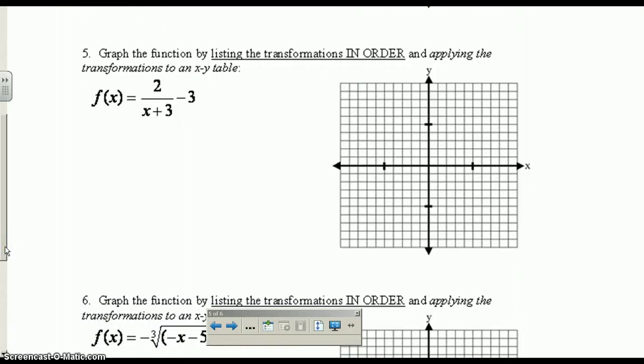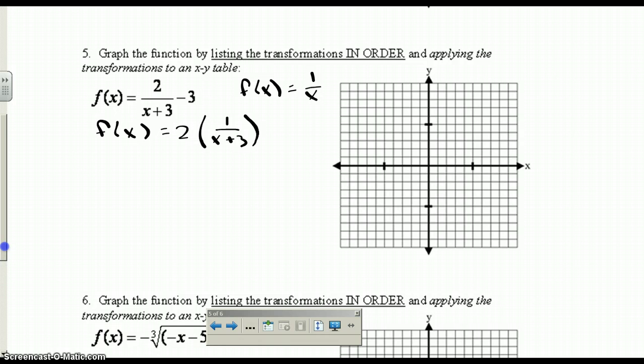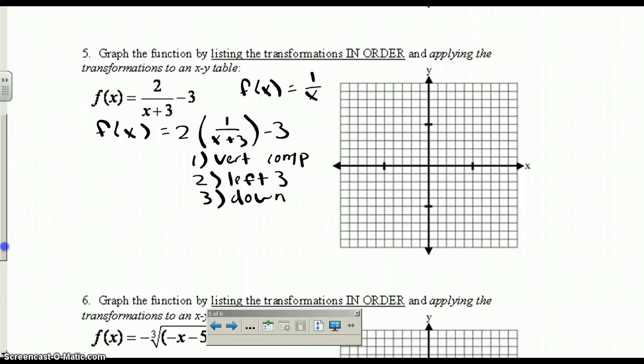Okay, this is our reciprocal function. So this original parent function looks something like this. Okay, so I'm going to rewrite it a little bit. I'm going to factor out that 2 out front, so I have 1 over x plus 3 and then -3. So you can clearly see that we're multiplying all the y values by that 2. Okay, so we have a vertical compression again. We're moving to the left 3, and we're moving down 3 as well.